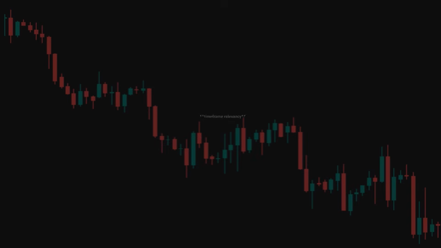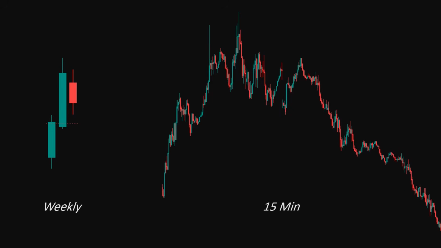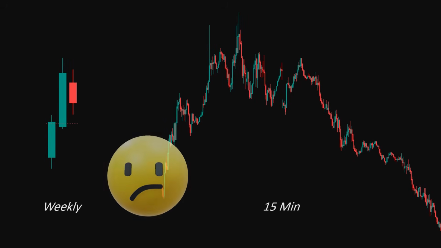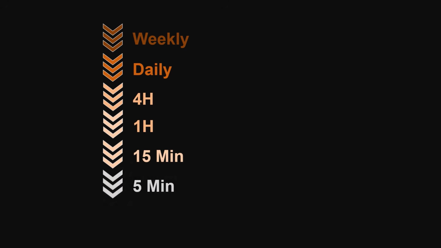Another key point is timeframe relevancy. You don't want to jump from a weekly chart straight down to a 15-minute chart. The gap is way too big. What looks like a bullish trend on the weekly might look like a bearish trend on the 15-minute, and mixing them would only cause confusion. Instead, you want your timeframes to align smoothly. Start with the weekly, then the daily, then the 4-hour, then the 1-hour, and finally the 15 or 5-minute. This way, what you see at each level naturally flows into the next, giving you a consistent, logical structure to base your trades on.